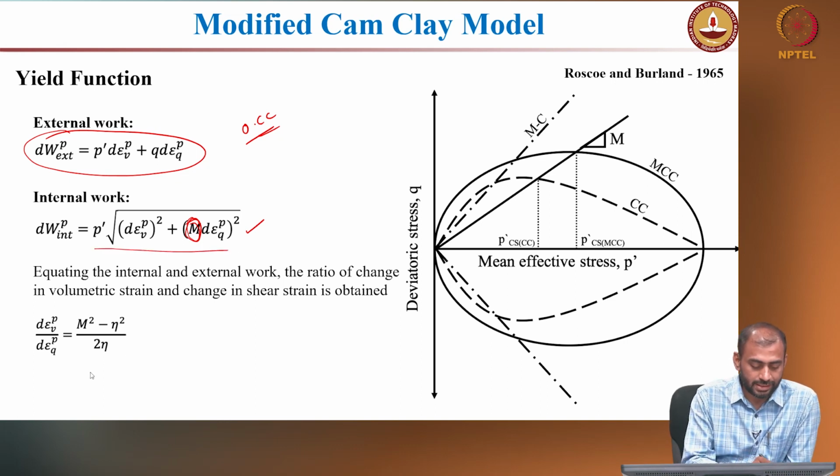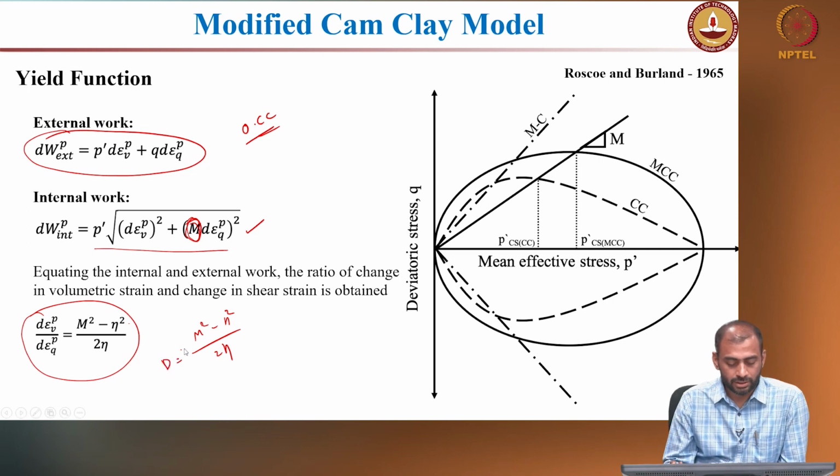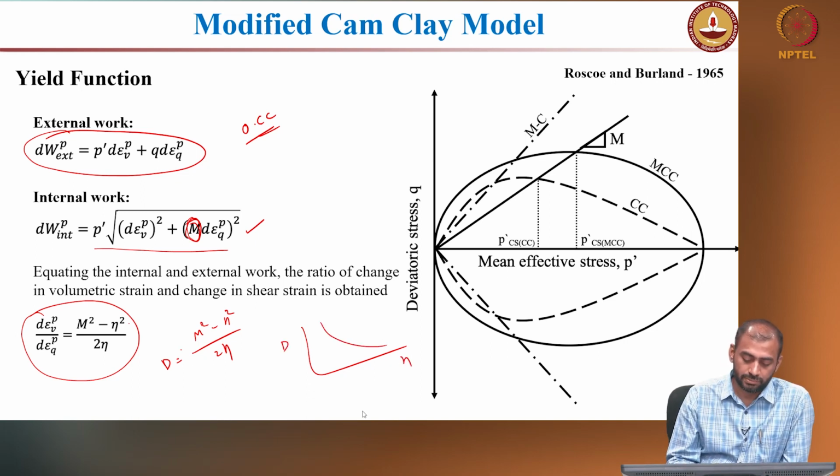Modifying this resulted in a dilatancy equation which is not linear. As you can see here, it is m square minus eta square by 2 eta. So, it will produce a nonlinear relationship between stress dilatancy d and eta. You will get a nonlinear curve, right. So, this is slightly better.